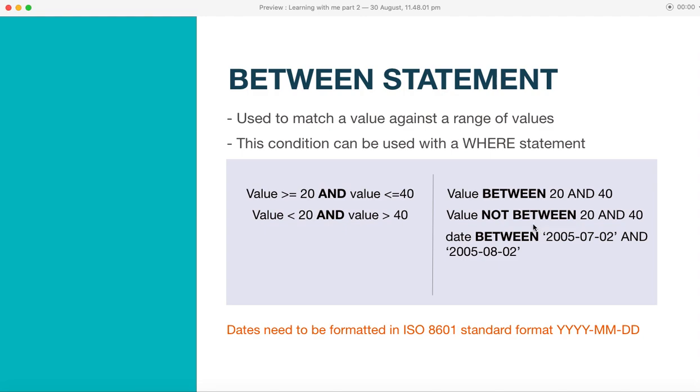Apart from this logical operator, you can also combine it with a date. Let's say this is the date column. With between, you can do it for a date range as well. Here I want to filter out the records from 2005-07-02 and 2005-08-02, which is possible. But when you use dates, one thing you need to keep in mind is that the dates need to be formatted in ISO 8601 standard format, which is year, month and day. It's simple. With this in mind, let us check out some examples.